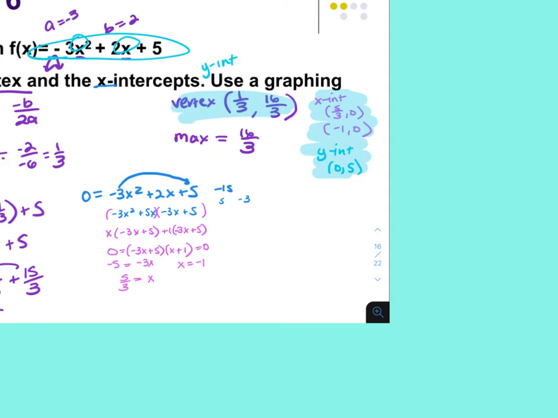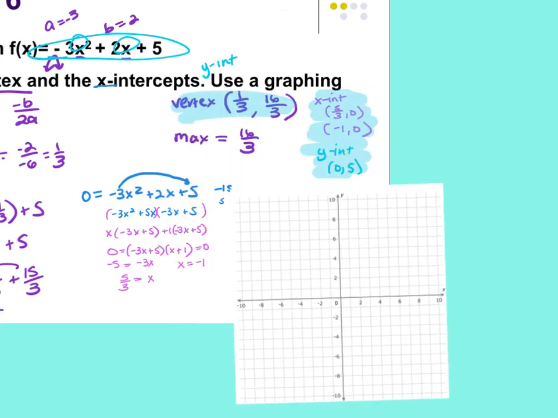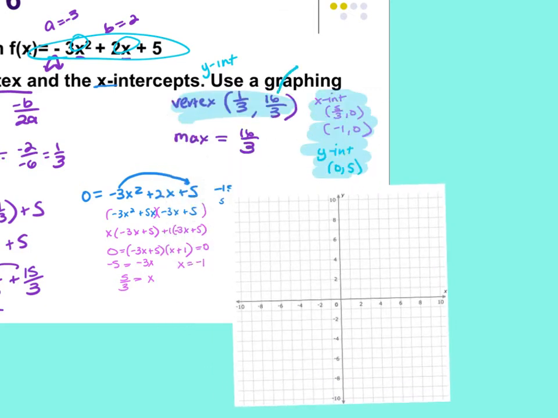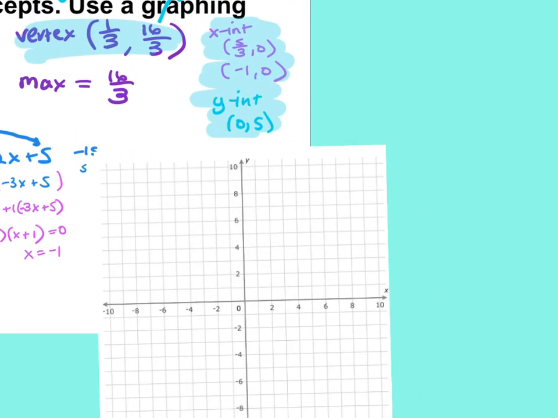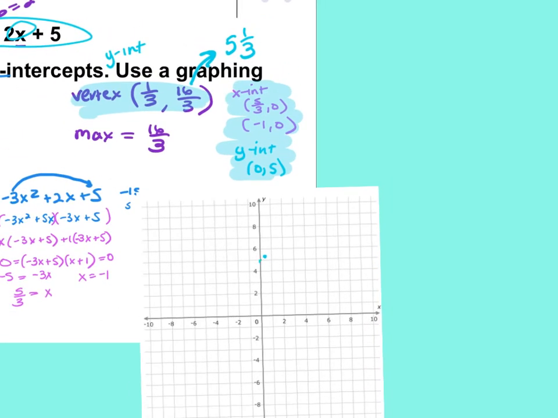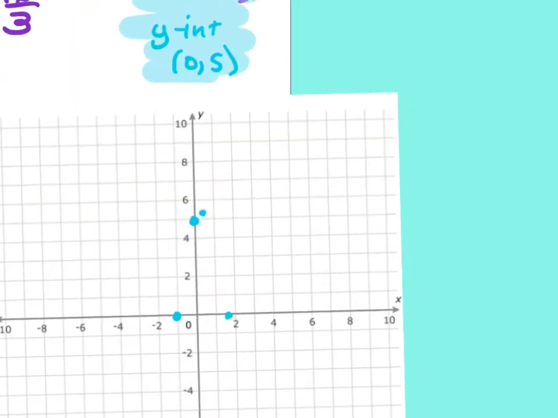I'm going to pull in a graph. 1/3 and 16 over 3 is 5 1/3. So 1/3, 5 1/3 is about here. Y-intercept 0, 5. X-intercepts negative 1 and 5/3, which is 1 2/3. And then just connect your points.